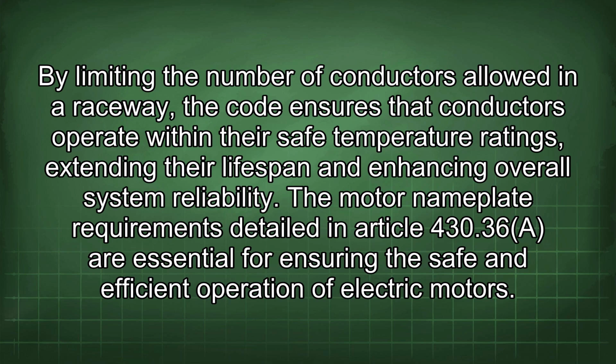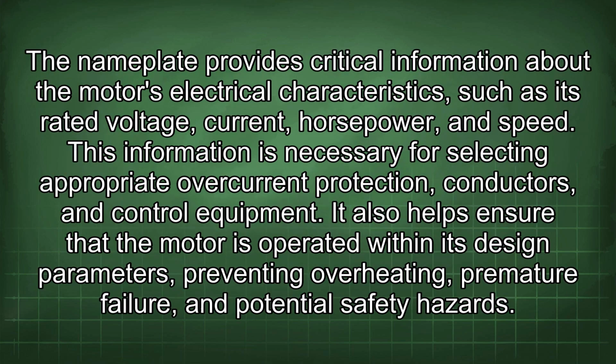The motor nameplate requirements detailed in Article 430.36 are essential for ensuring the safe and efficient operation of electric motors. The nameplate provides critical information about the motor's electrical characteristics, such as its rated voltage, current, horsepower, and speed. This information is necessary for selecting appropriate overcurrent protection, conductors, and control equipment. It also helps ensure that the motor is operated within its design parameters, preventing overheating, premature failure, and potential safety hazards.